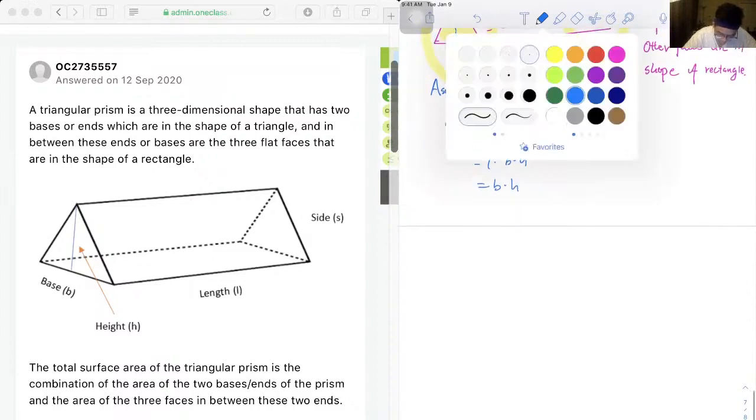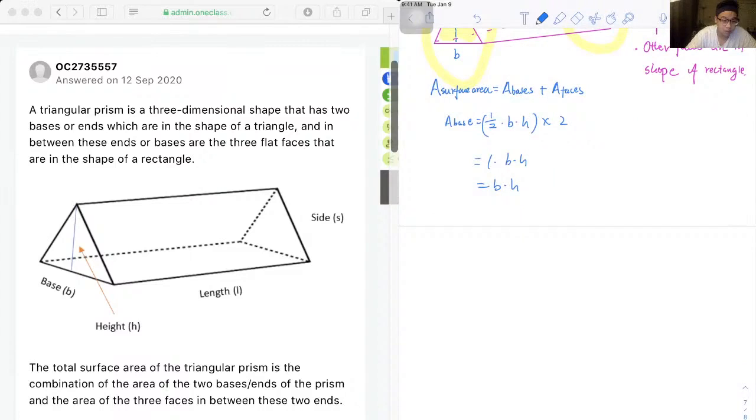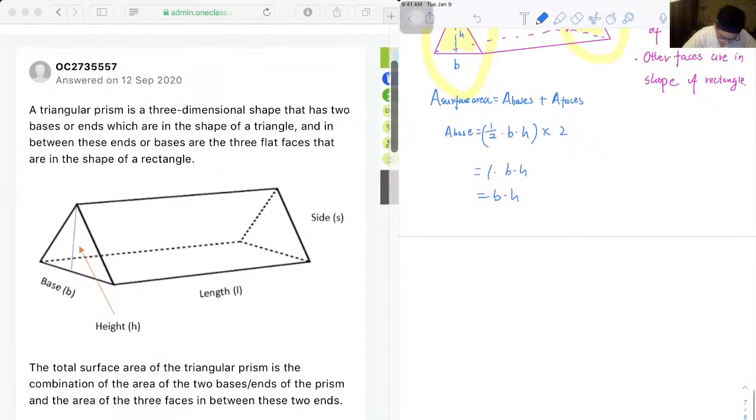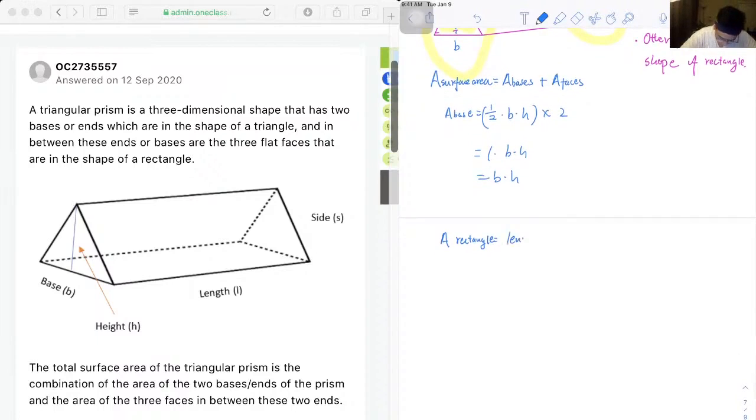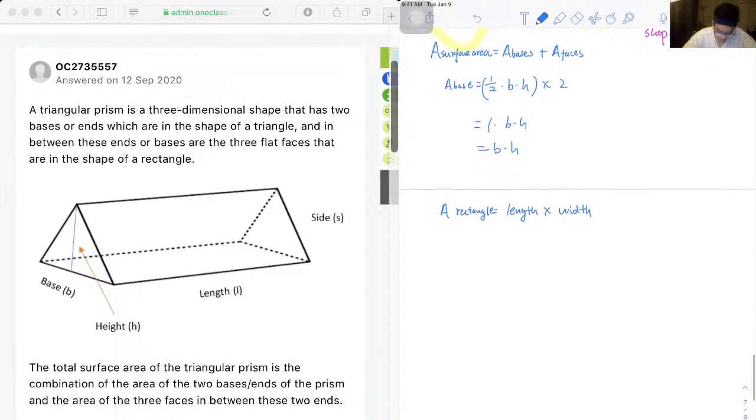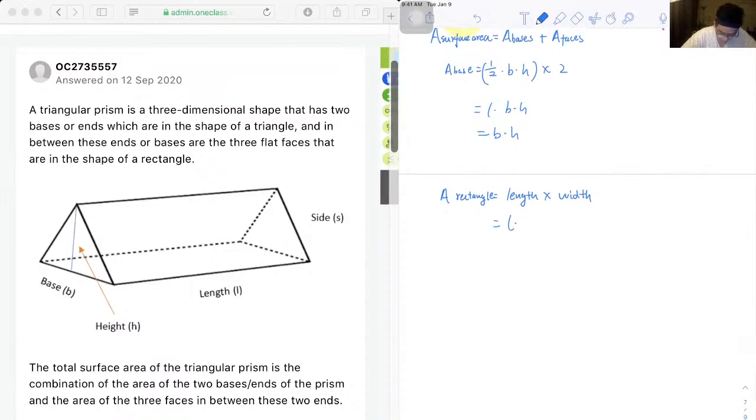So now let's deal with the faces, which are the rectangle part. The area of a rectangle is equal to length times width, or in short, we can write just L times W.